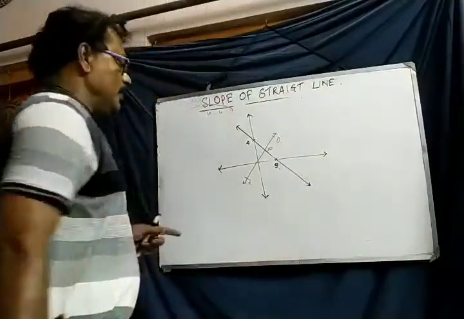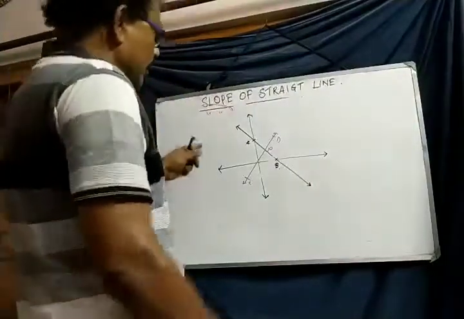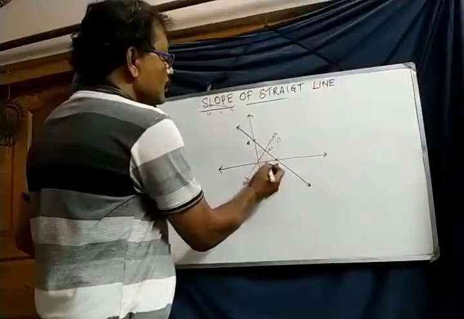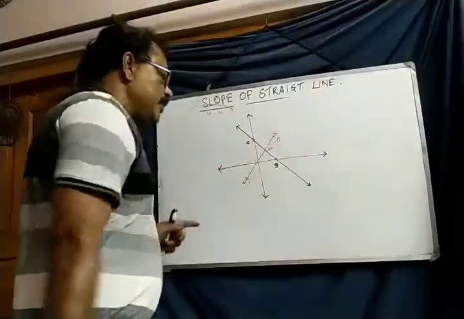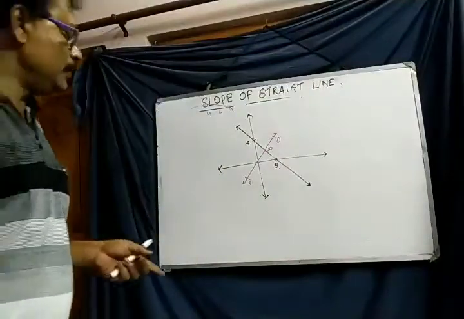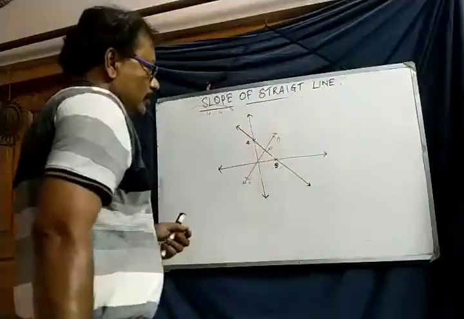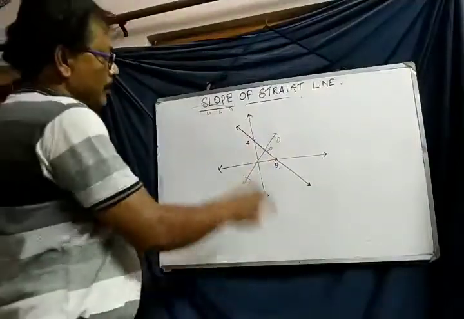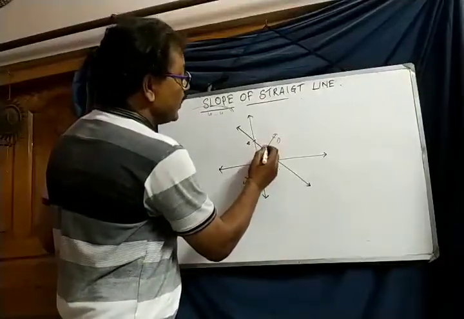Therefore, in this figure, we have taken a straight line AB, inclined at an angle with the x-axis, and another red straight line, look, the red straight line, which is perpendicular to AB. That means this angle is 90 degrees.